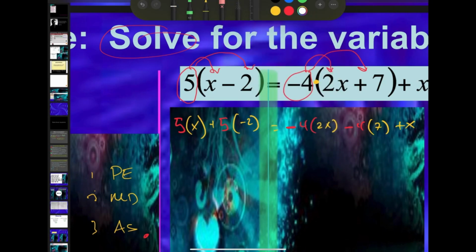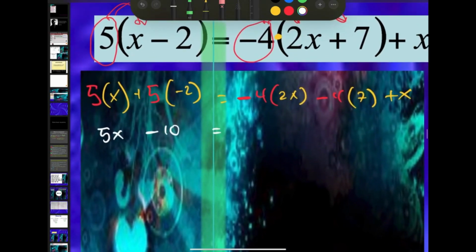Five times x is 5x, right? You're just dropping the parentheses. You'll notice that the number is first, then the variable. 5 times a negative 2, negative 10. Negative 4 times 2x, negative 8x. Negative 4 times 7, negative 28, and plus x.